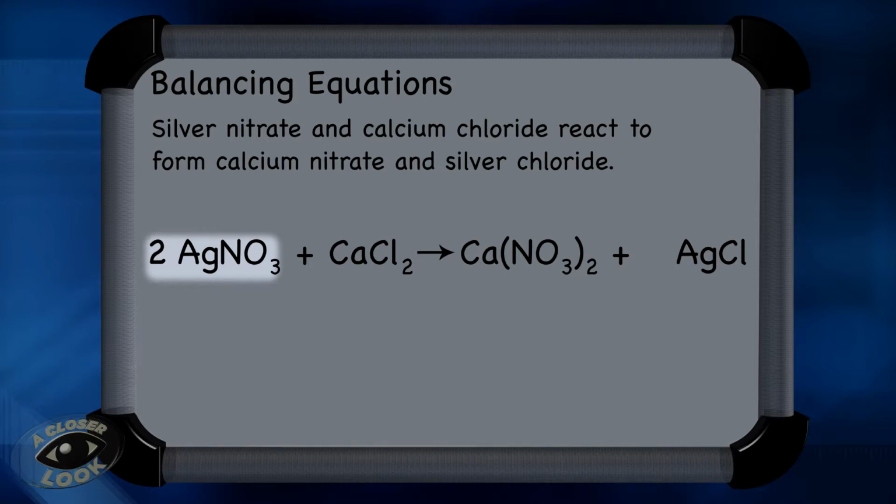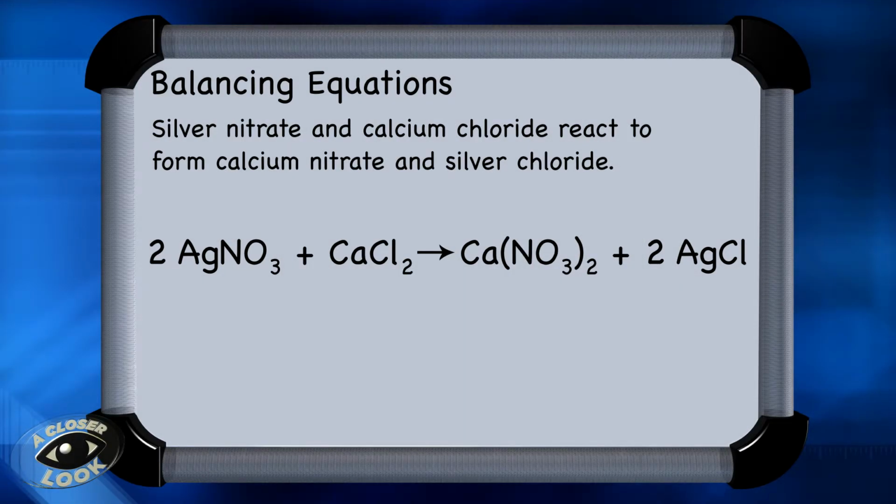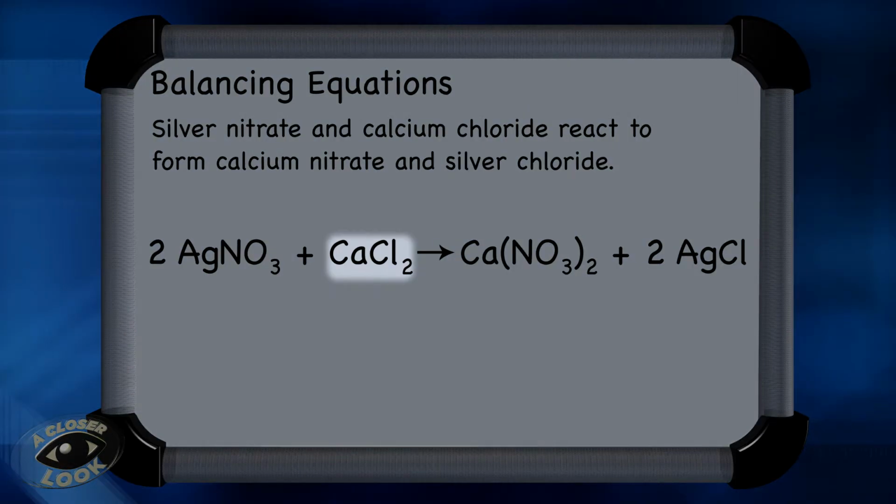Now there are 2 silver on the reactant side, so you will need to put a 2 in front of the silver chloride on the product side, and that will give you 2 silvers there as well. That also happens to balance the chlorides, because there are 2 chlorides present in calcium chloride on the reactant side, and by placing a 2 in front of the silver chloride, that gives us 2 chlorides on the product side as well, which will balance the chlorides in the reaction.